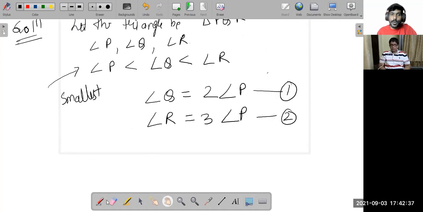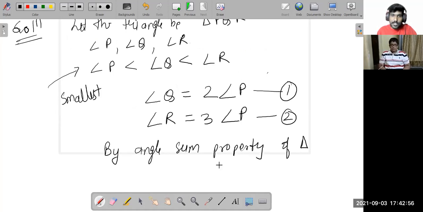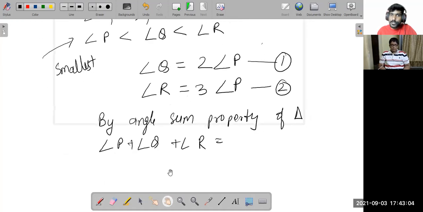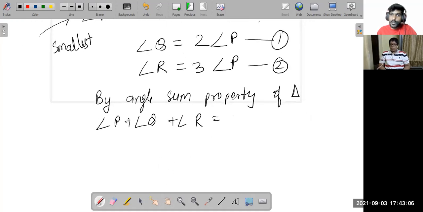Now, what property do you use here? Angle sum property of triangle. So by the angle sum property, we have angle P plus angle Q plus angle R equal to how much? 180 degrees. So I think I found the answer.